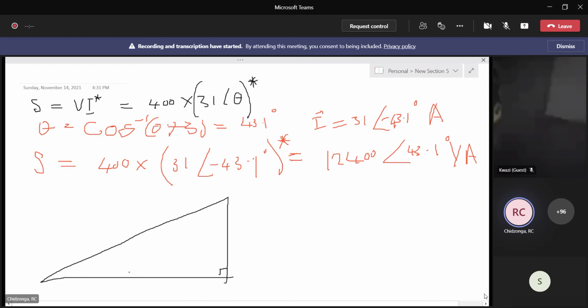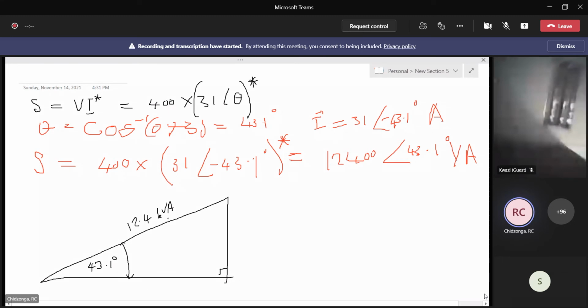This angle here is the power factor angle, which is 43.1 degrees. And this is the apparent power, the hypotenuse. We'll use kilo, all right? So it's 12.4 kilovolt-amperes.